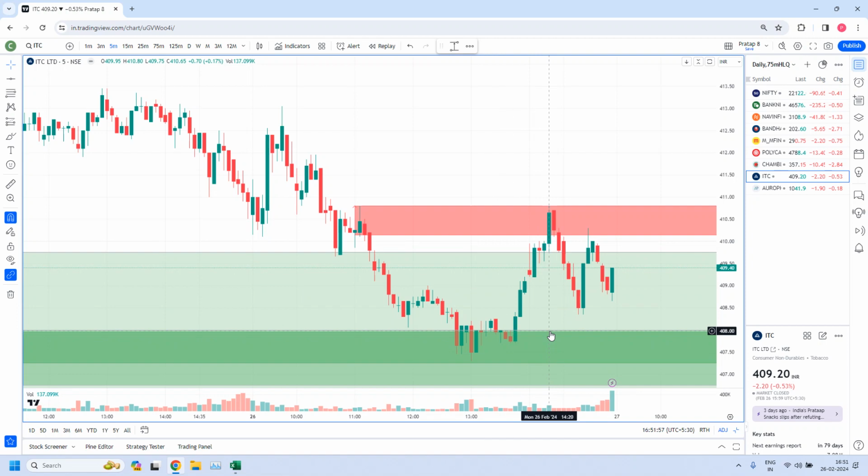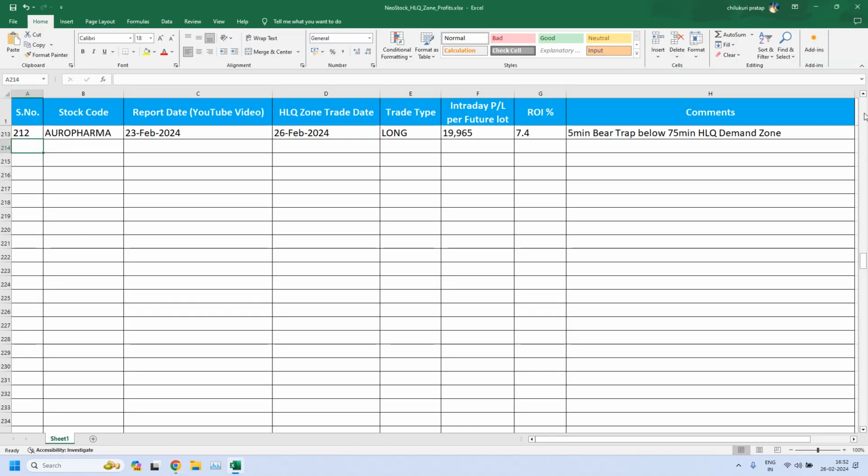And this RR is 1:3.4. So 1:3 is a very good trade for us. So 1:3.4, that means close to 1:3.5. So this is an excellent trade. So how much profit has it given? ITC has given a profit of 3,520 rupees, which is a 3% ROI as per one futures lot.